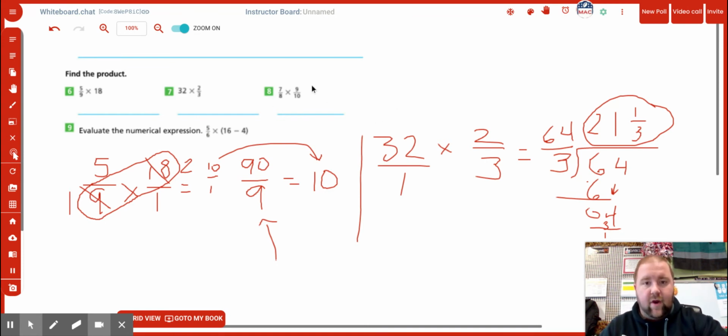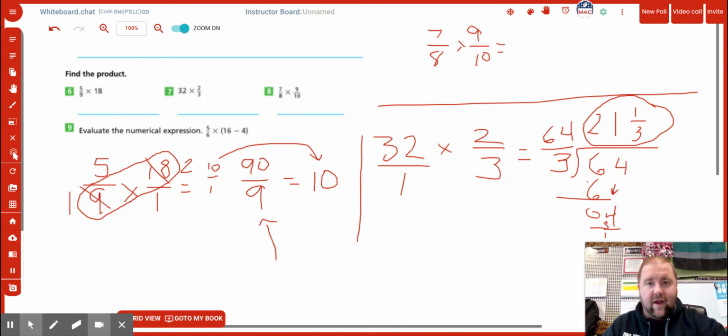The next example, number 8, now we're dealing with 2 fractions. So we have 7/8, and we're multiplying that by 9/10. Knowing our scaling problems that we did earlier this week, we know that our answer is going to have to be a fraction because you're multiplying a fraction by a fraction. So multiply straight across. 7 times 9 is 63. 8 times 10 is 80.